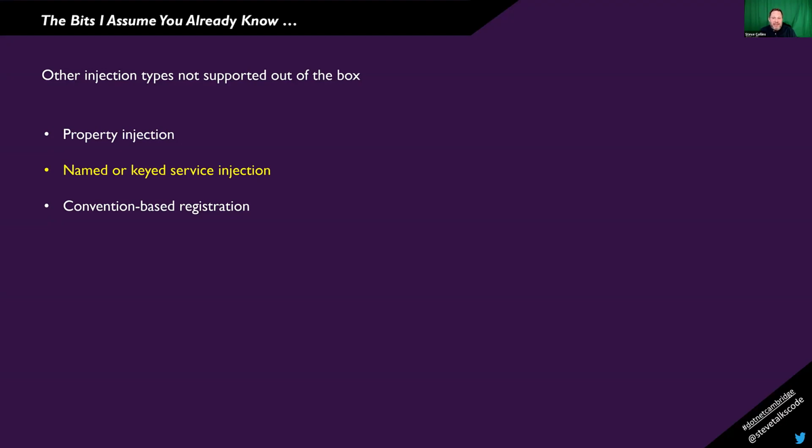Next, we have named or key-based injection. This is where you identify a dependency not by the type in the constructor, but by a string or an enum value or some kind of constant. Last on the list, we have automated service registration by convention, which is a bit of a mouthful. But in essence, the container or some tool around the container scans the assembly and pulls out classes and interfaces to register based on set conventions or rules that you specify when you set up that tool.